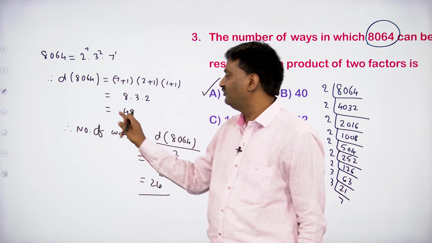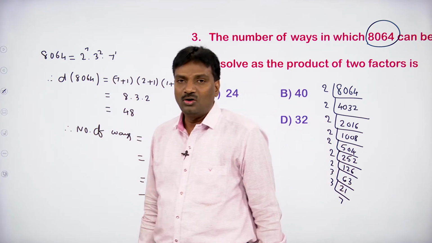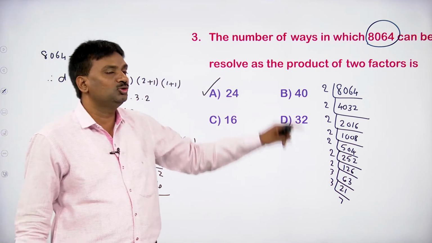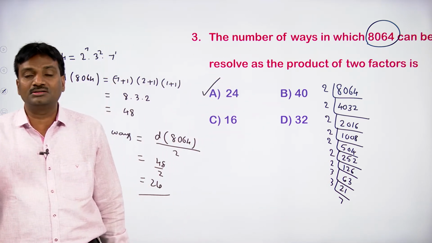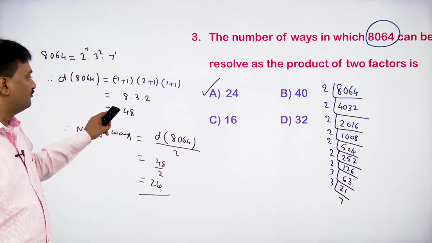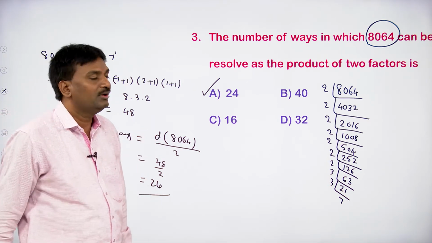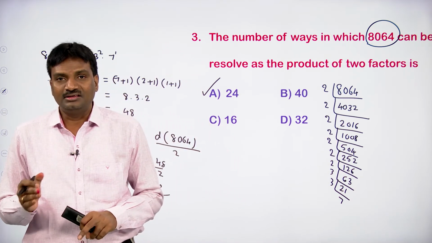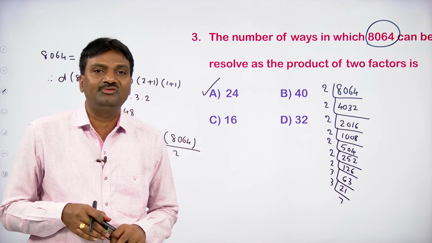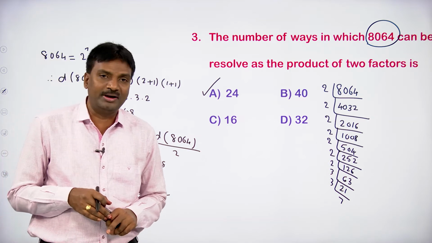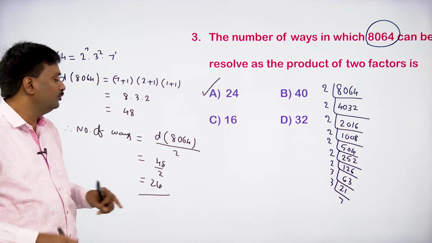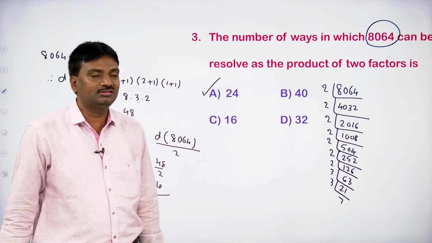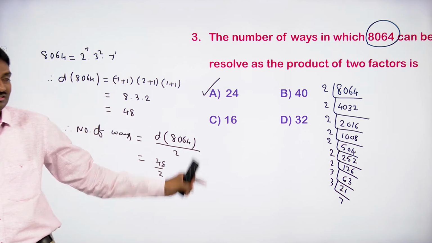By using that formula we have gotten 48, but according to the problem we have to find the number of ways of expressing 8064 as the product of two factors. So the formula is d of n by 2, because here 8064 is not a perfect square. If the given number is a perfect square, then we can use the formula (d of n plus 1) by 2, but for this problem we have to use d of n by 2 only. So 48 by 2, that is 24. Option A is correct. So take the screenshot of this slide.